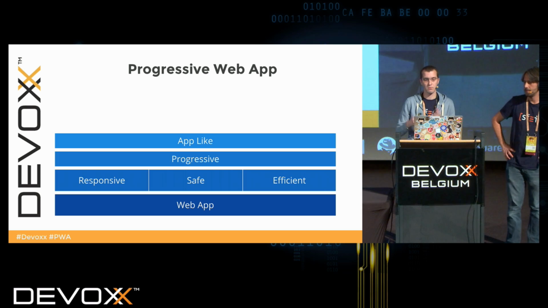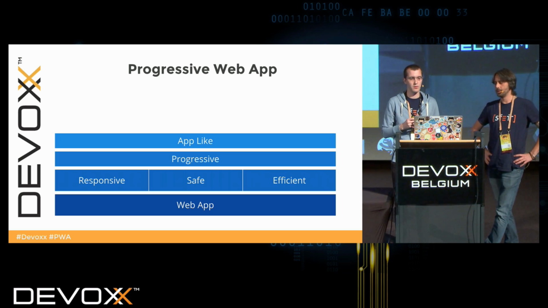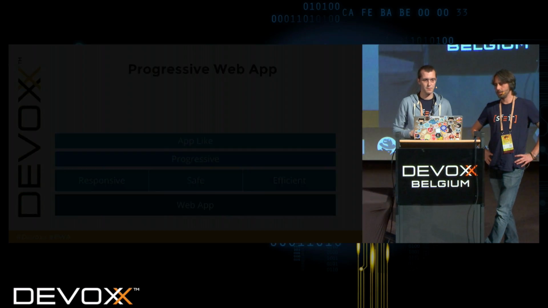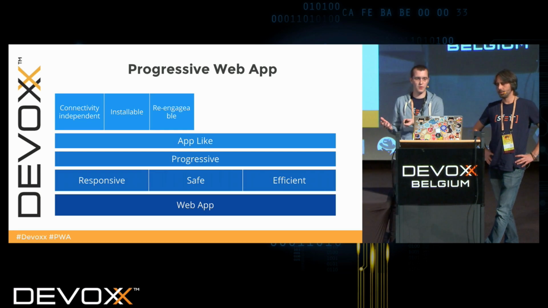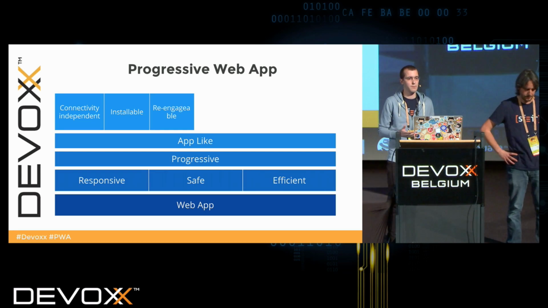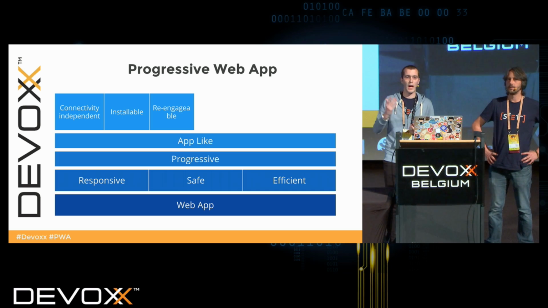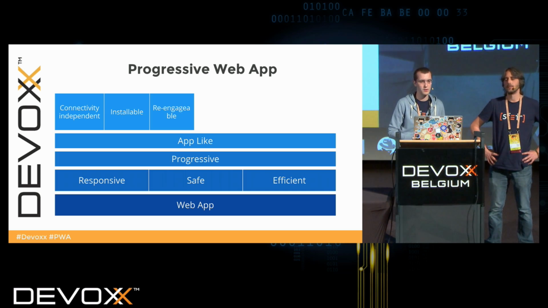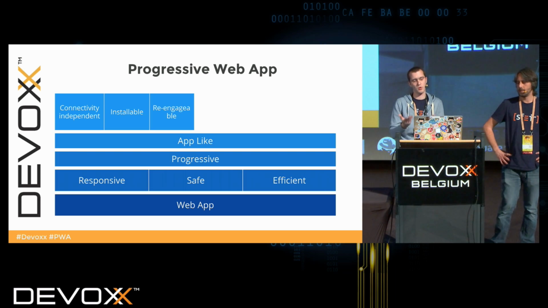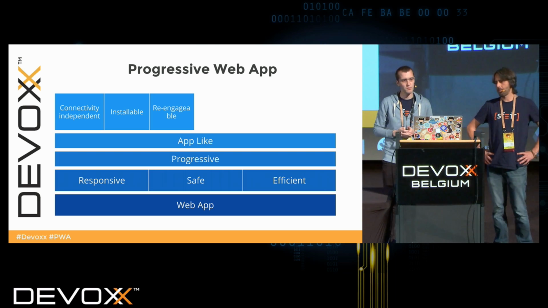It's app-like: it has the same behavior as a native app, and we have some features like an app. It's connectivity independent: even if you are offline, your app continues to run. It's installable, to keep it on your phone, and it's re-engageable: with push notifications, users come back to your app.